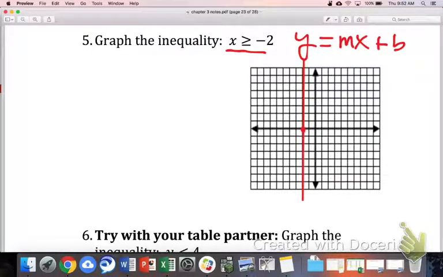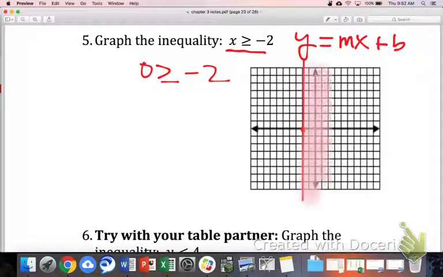Normally we plug in a point like 0, 0, right? But there's only one input here. There's just an x. And so I can really only input for x. I still am going to test out 0, 0 over here, but I can really only plug in the 0 for x. So 0 is greater than or equal to negative 2. Is that true? Yeah, 0 is bigger than negative 2. And so 0, 0 is part of my answer region.